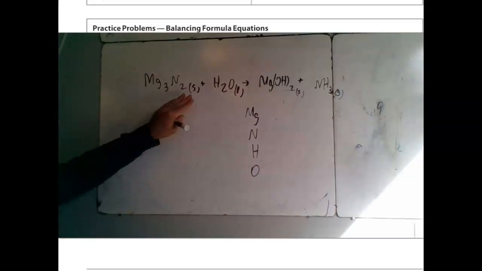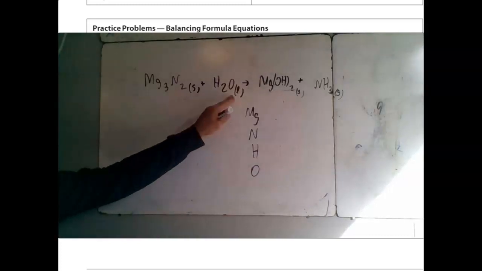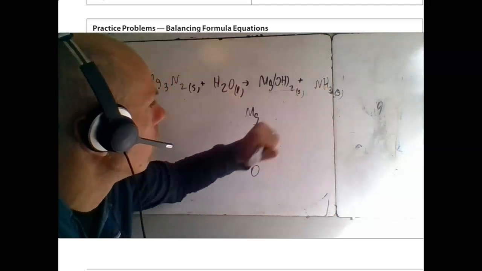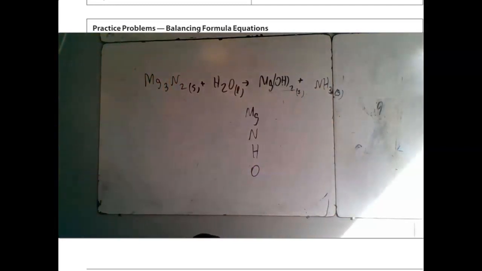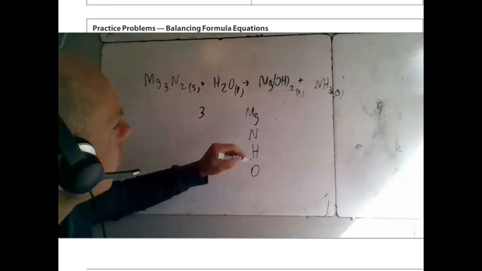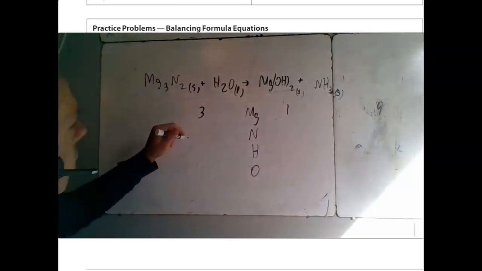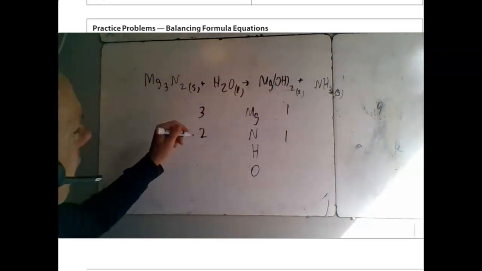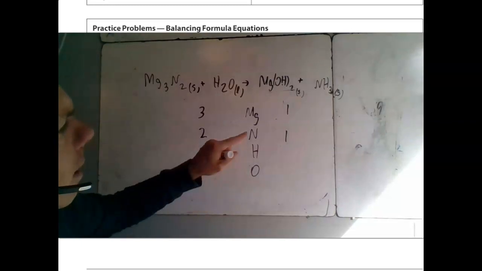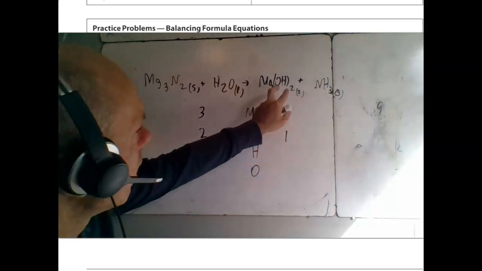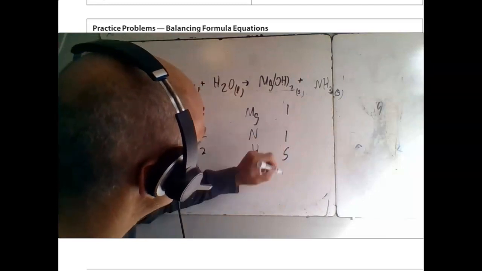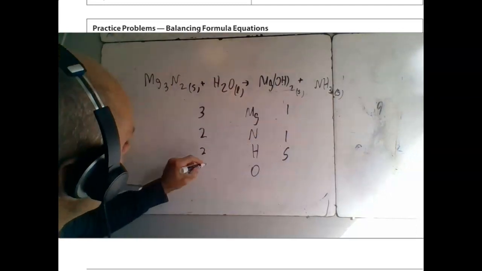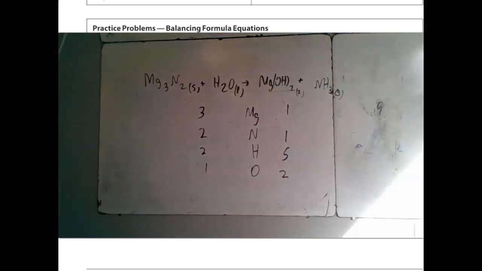All right, in this one we've got solid magnesium nitride reacting with liquid water, forming solid magnesium hydroxide and gaseous ammonia. NH3 is ammonia. We've got 3 magnesiums on the left to begin with, 1 on the right, 2 nitrogens on the left, 1 on the right, hydrogens, 2 on the left, but it's in 2 substances on the right, so I've got to pay attention to that. I've got 2 from here and 3 from here, so that's 5, and then 1 oxygen on the left and 2 on the right. Looks like everything's out of balance.